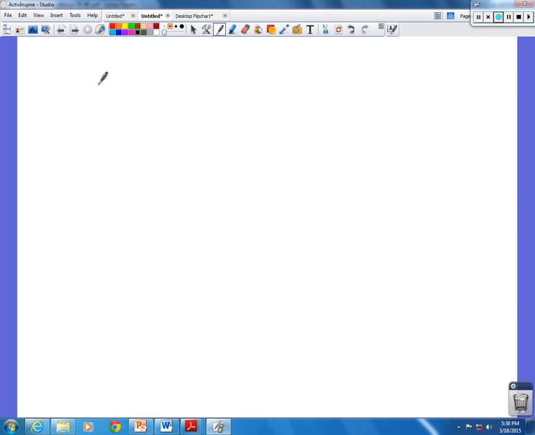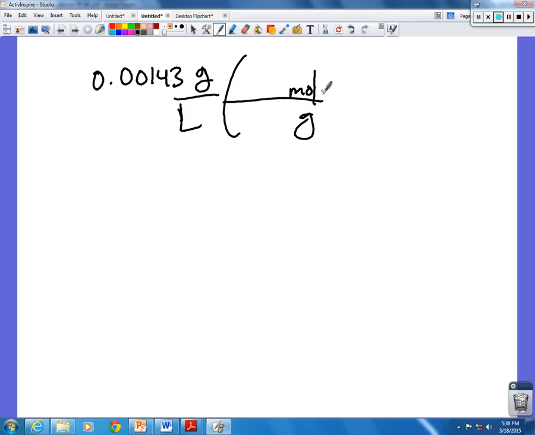So let me go over here. We have 0.00143, right? All I did was get it out of exponential notation. Grams per liter. How do I get it to molarity? What's the only unit I need to change? I need to get grams into moles. How many times have y'all done that? A lot. So somebody do that for me. Do 0.00143 divided by 89.86.